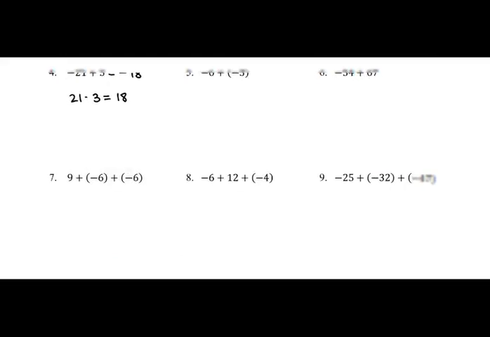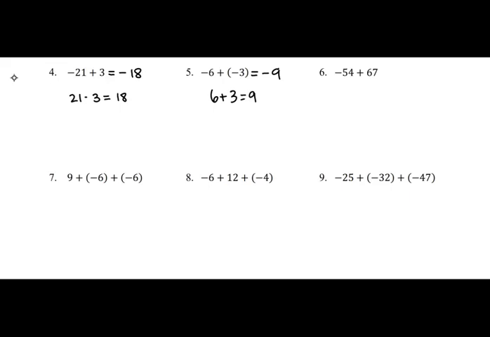Sorry about that. All right, next one. You have negative 6 plus negative 3. Both numbers have the same sign, so we keep the sign and we add the numbers. We keep the sign, which is negative, and then 6 plus 3 equals 9. So we have negative 9.